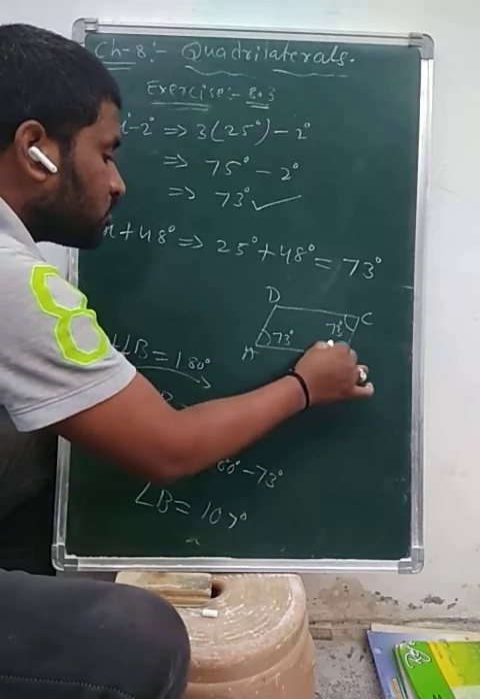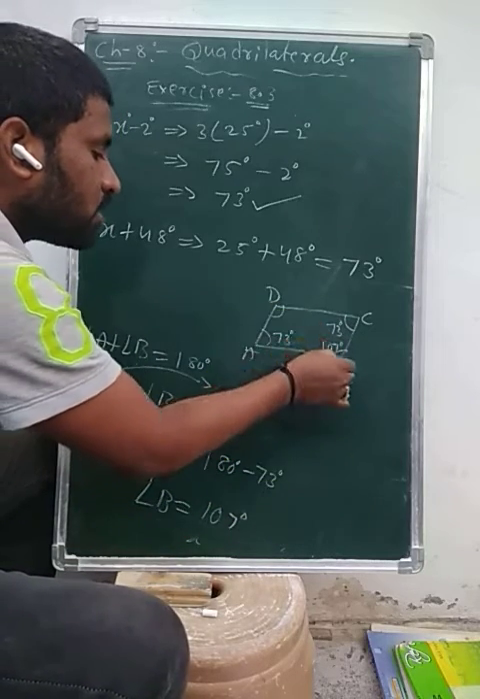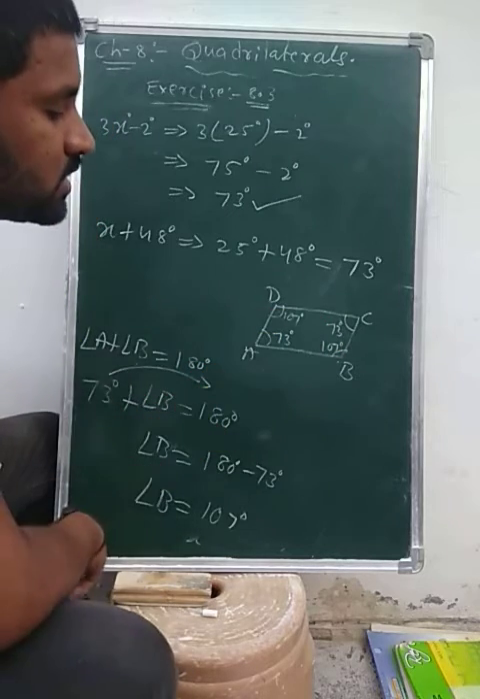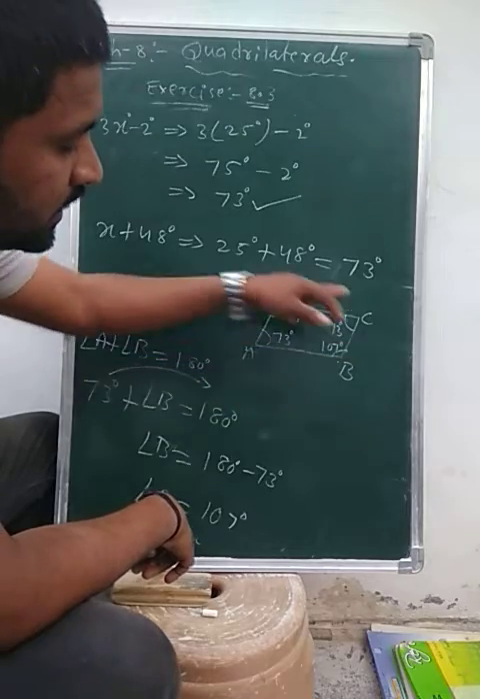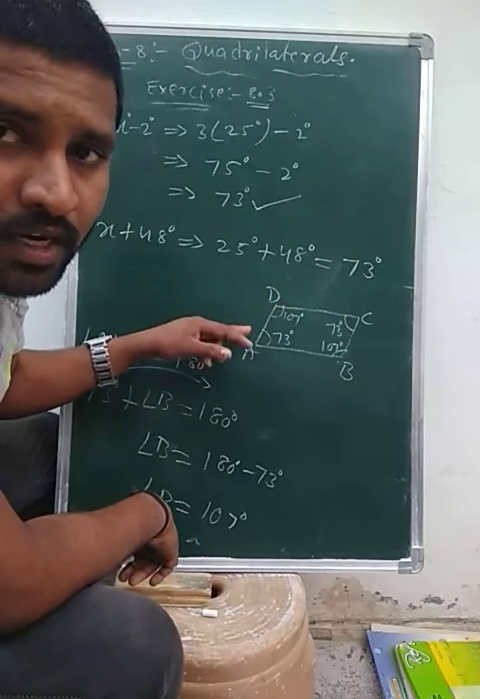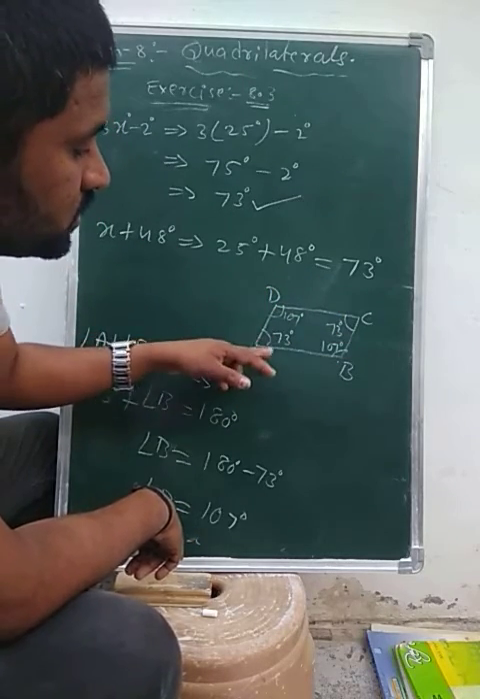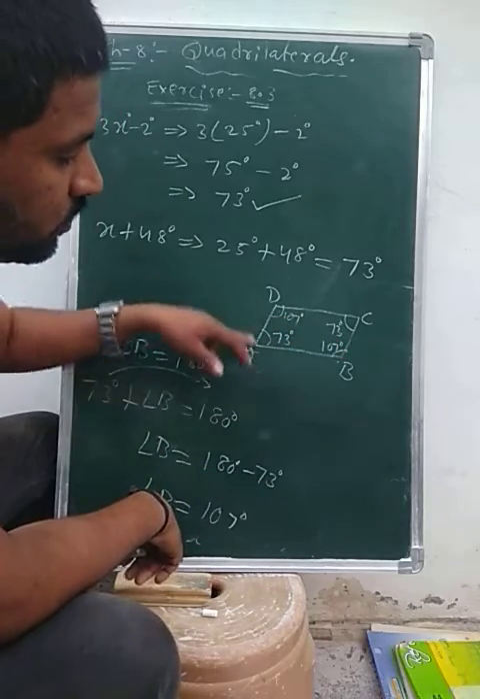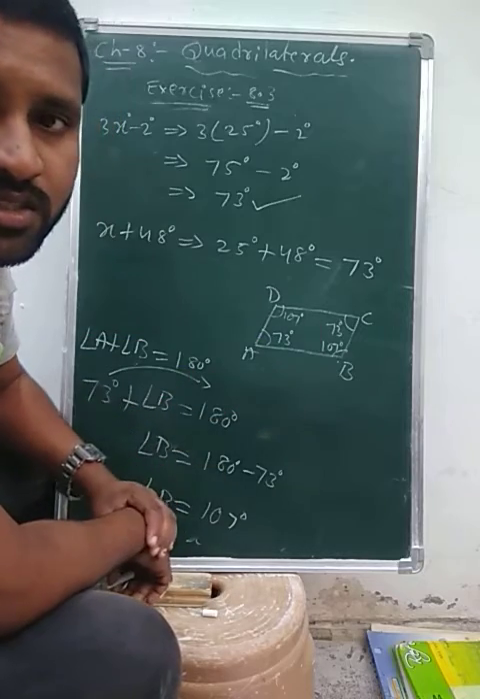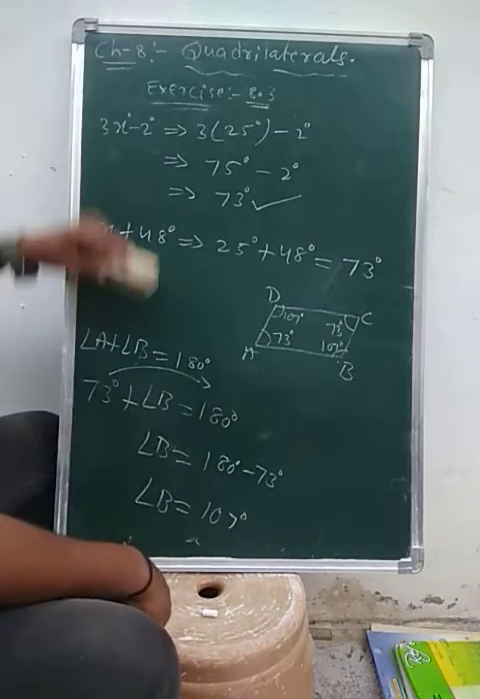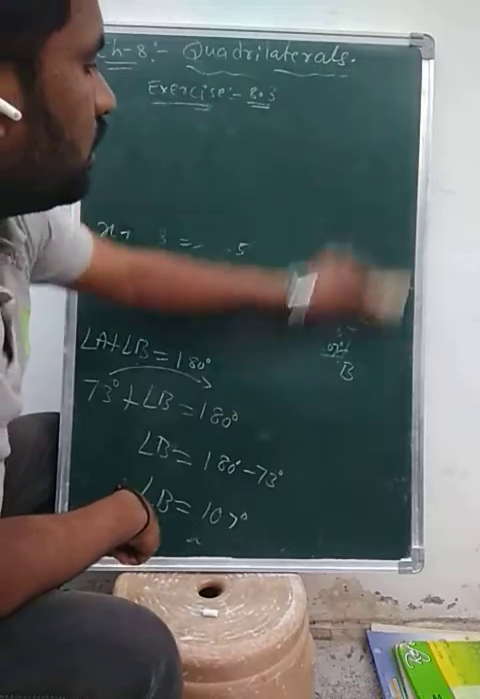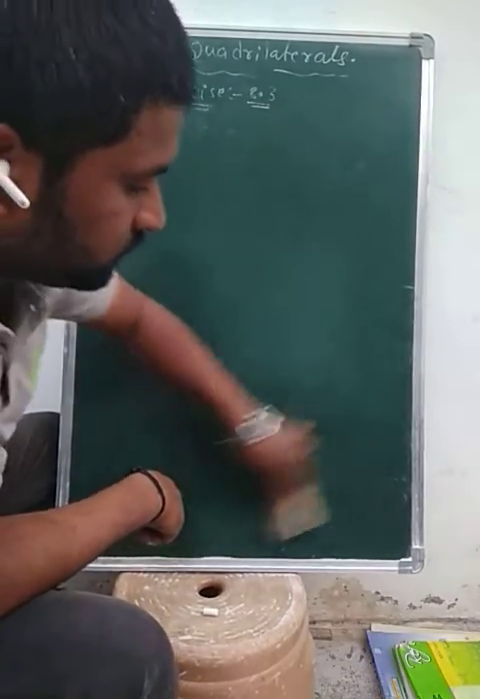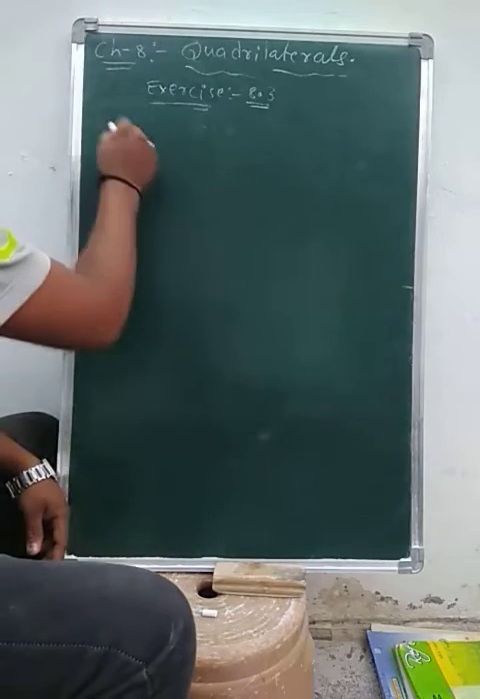Okay, now clearly we get angle B equals 107 degrees, which means its opposite angle D is also 107 degrees. So clearly the four angles in a parallelogram are 73 degrees, 107 degrees, 73 and 107. The sum of the four angles gives us 360 degrees. Now the next question, the second one.